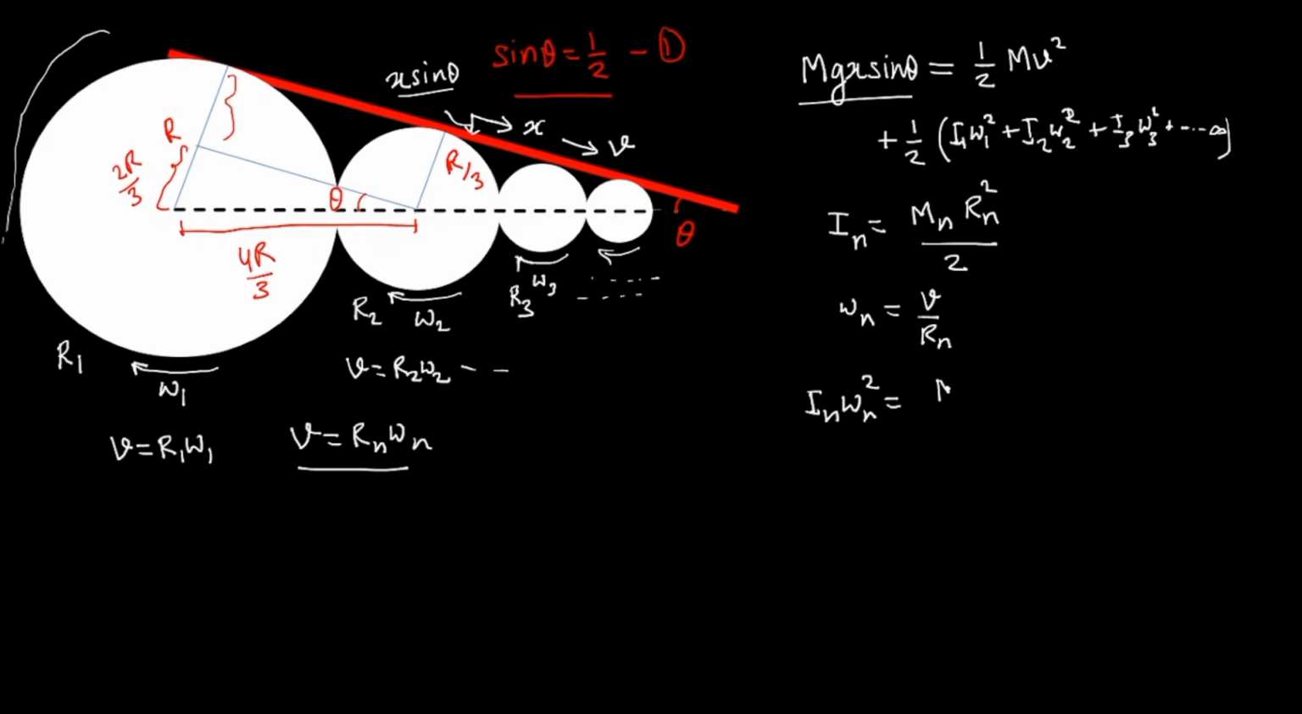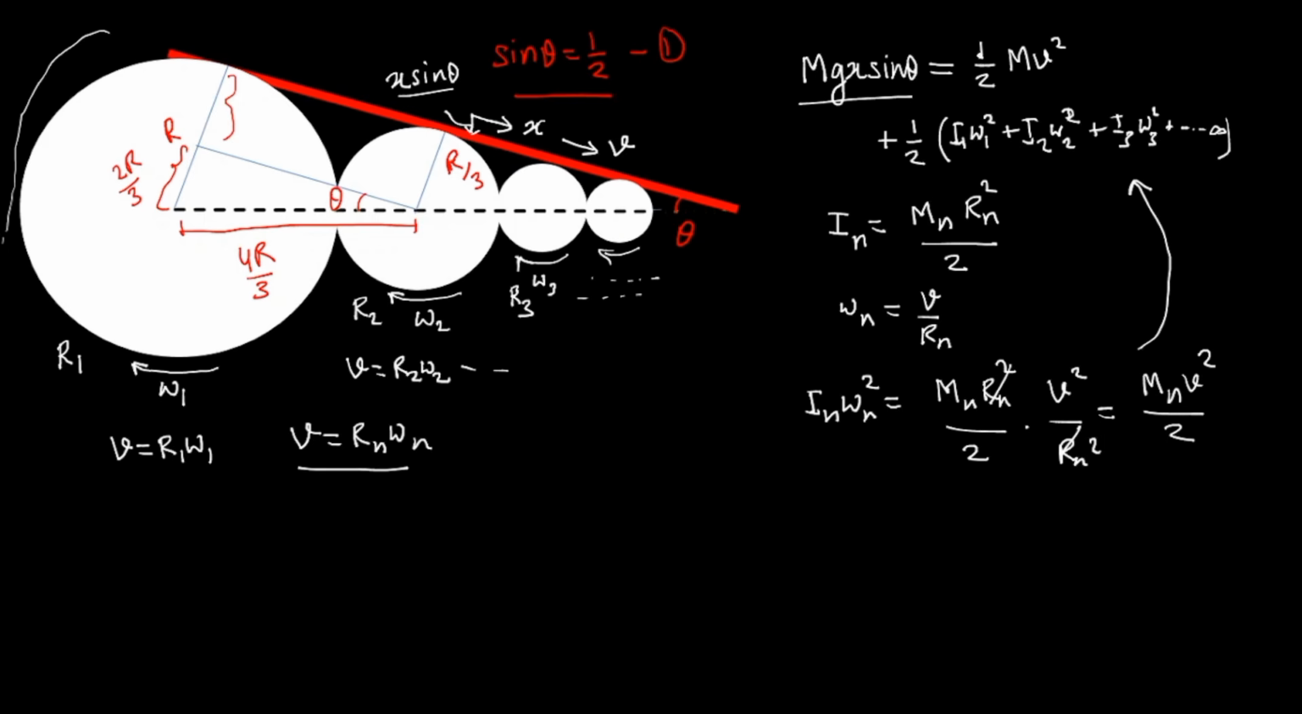It will become Mn Rn square by 2 times V square upon Rn square. Now Rn square and Rn square cancel and you simply get Mn V square by 2. Okay, so from here if you use this in this equation, you get what?